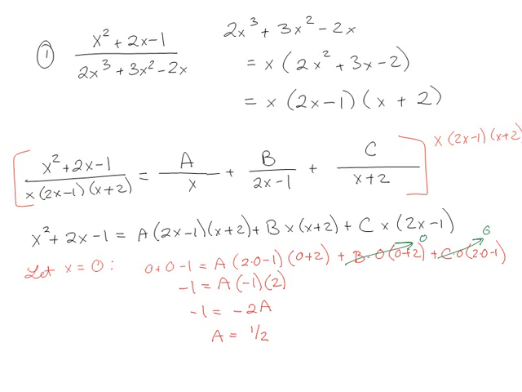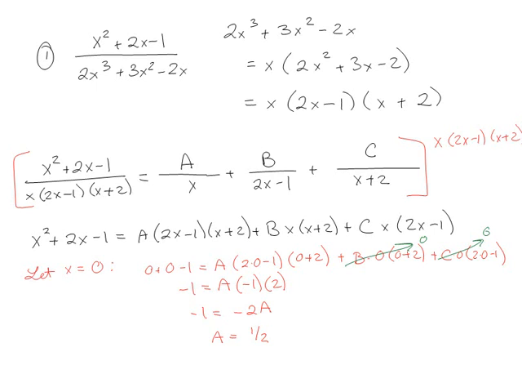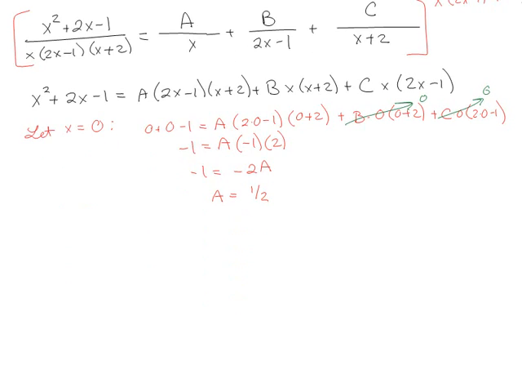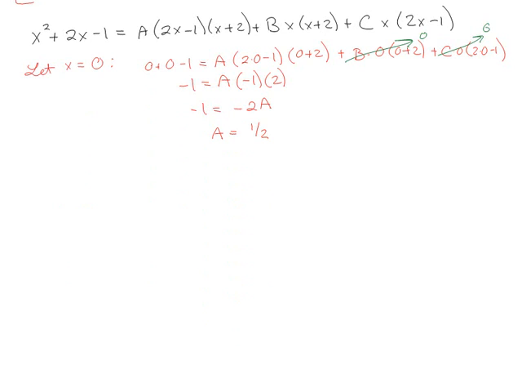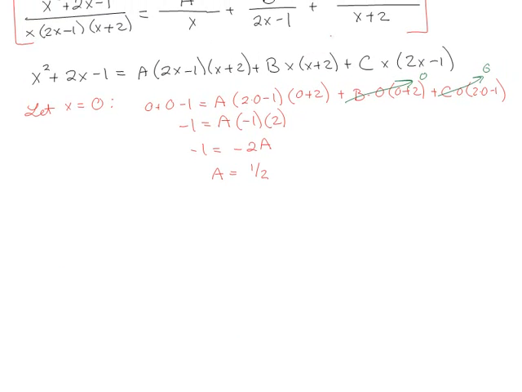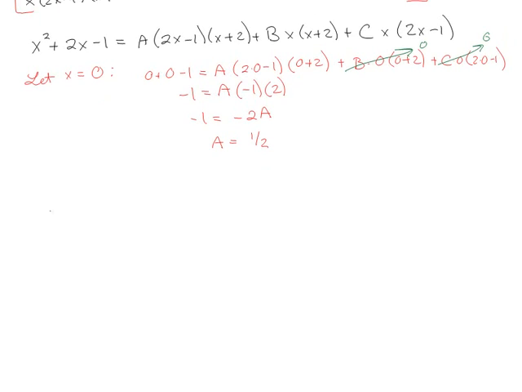And now I know something. Now I just have to do that three more times to find the other values. I picked x equals 0 and I got A. Now if I pick x equals negative 2, that's going to make the x plus 2 term go away. So I'm going to pick that. Let x equal negative 2.